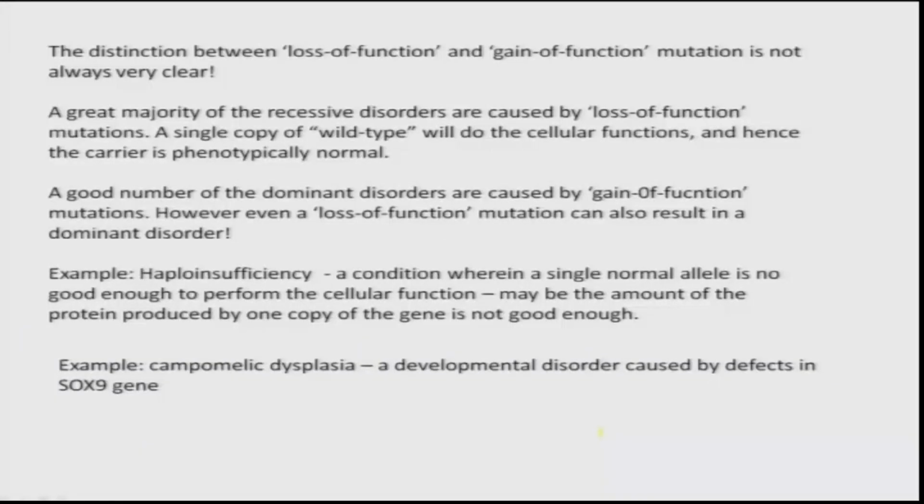But if you look into the other aspect, the gain of function defect, a good number of the dominant disorders are caused by gain of function defect, like Huntington disease or SBMA in the case of androgen receptor, and you can go on discussing many. But what is interesting here is that a dominant disorder can also be caused by loss of function mutation. For example, a deletion of a gene in heterozygous condition, meaning of the two copies, one is deleted, the other one is intact, but can still result in a dominant phenotype.